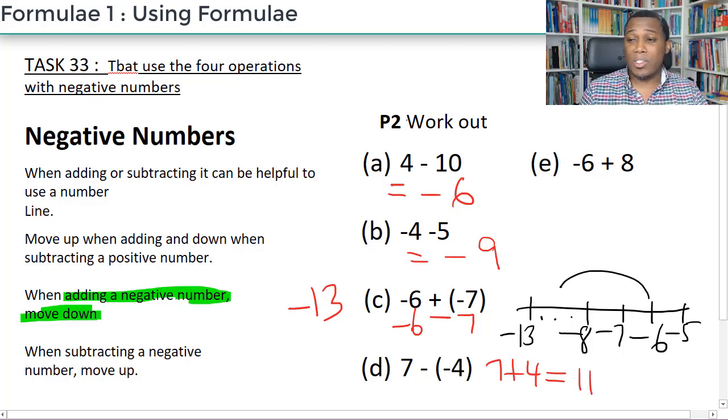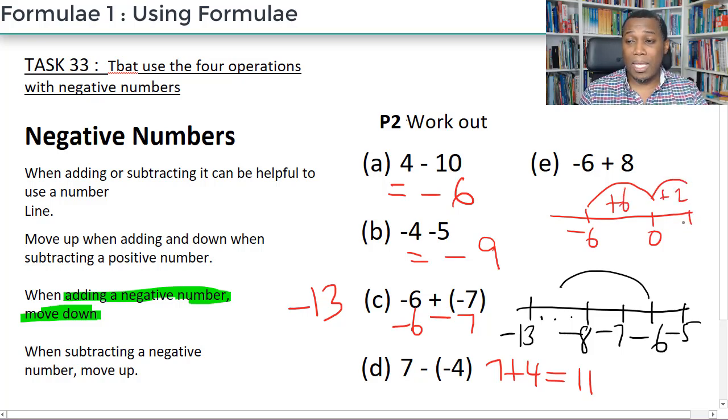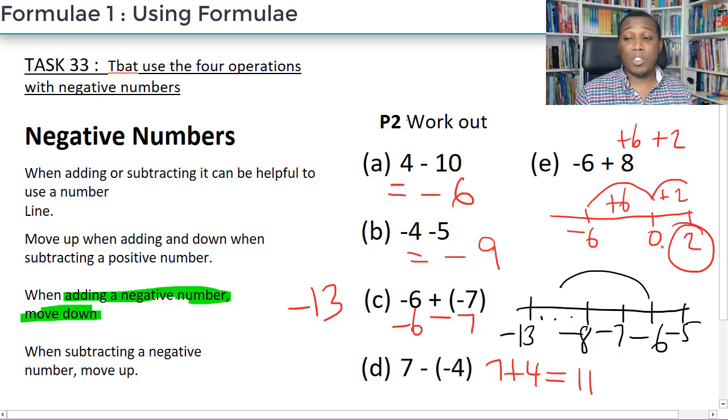Finally, for E, I start at -6 and I'm adding 8. This time, adding, you're going up on the number line. You'll get to 0 when you add 6. So you need to add 2 more to get the effect of adding 8. Adding 8 is adding 6 and then adding 2. That's the best way to think about it in this case. And that means the answer we will get to is positive 2. -6 plus 8 is positive 2.